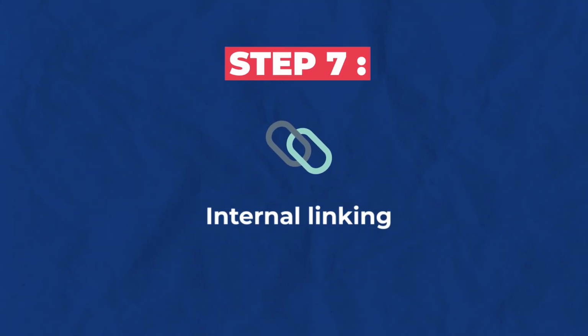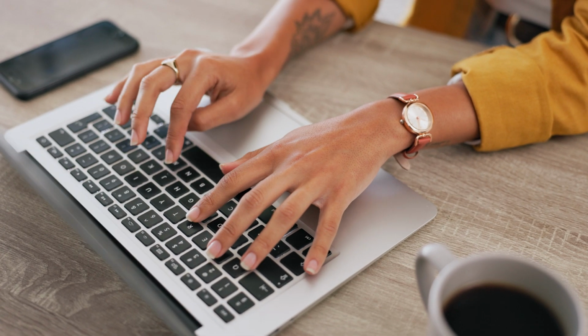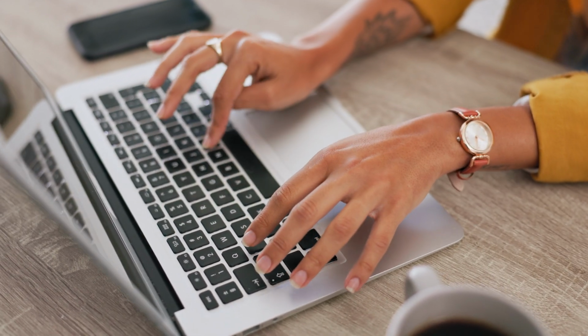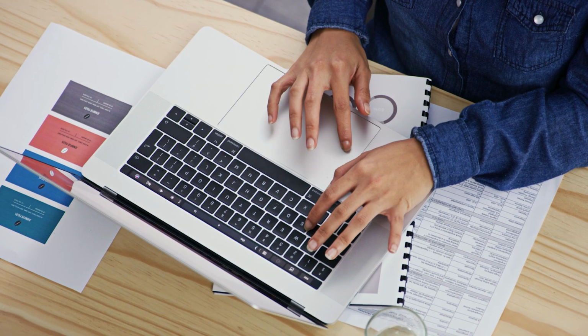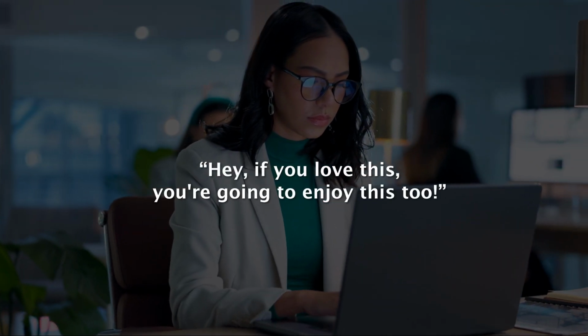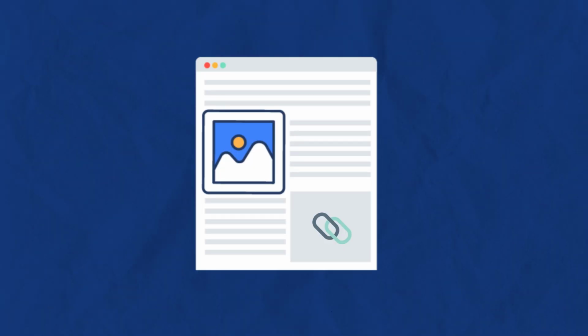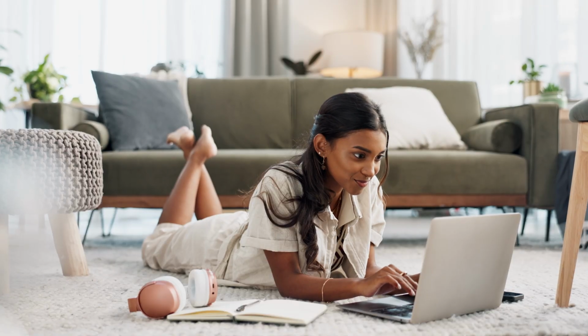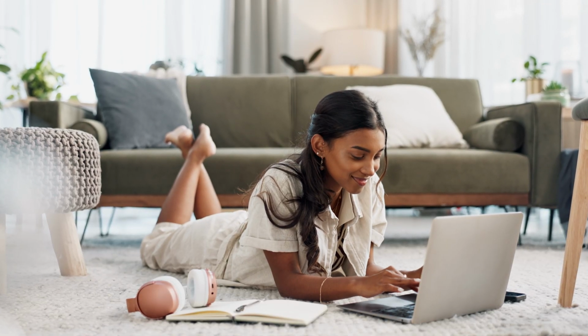Step 7 is internal linking. It's your site's circulatory system. Linking to other relevant content on your site helps users and search engines find more of your content. It's like saying, hey, if you love this, you're going to enjoy this too. If you have a blog post on a certain topic, link to other topics from that blog post. This is a great way to provide value to the reader, but also helps Google understand the connection between different parts of your website and how they all work together.